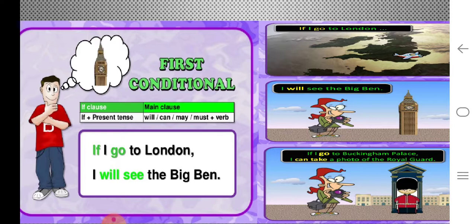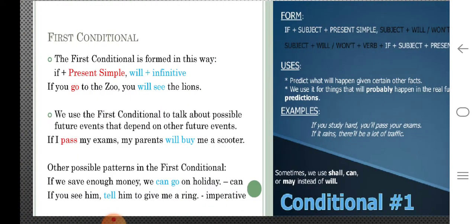So here, if I go to Buckingham Palace is your if clause. Go is your verb again. I can take, so it can be followed with can. In the previous sentence, the verb was followed with will. Here the verb is followed with can. So the first conditional is if plus present tense, your verb in the present tense, followed by will, can, must plus your verb. The first conditional is formed in this way. As I told you, if plus present tense plus will, and it can be followed by the infinitive.